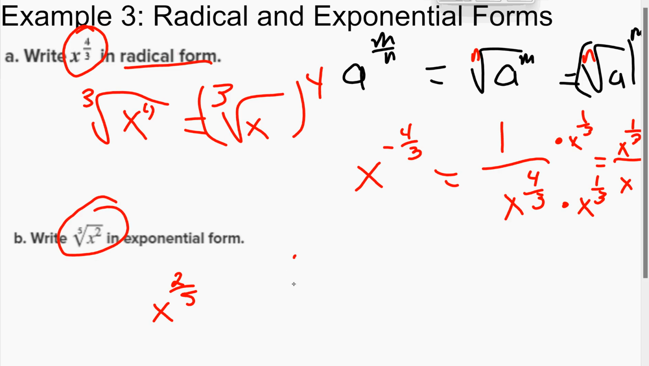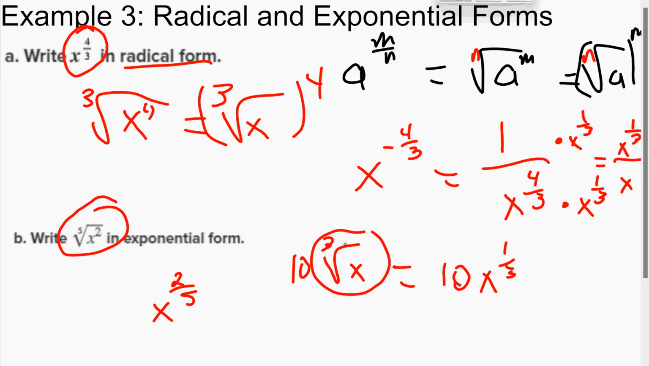So for example, if I had 10 cube root of x, say like that, I can rewrite that as 10 x to the 1/3. So the 10 wouldn't get the 1/3, only what's in the radical would get the fractional exponent.